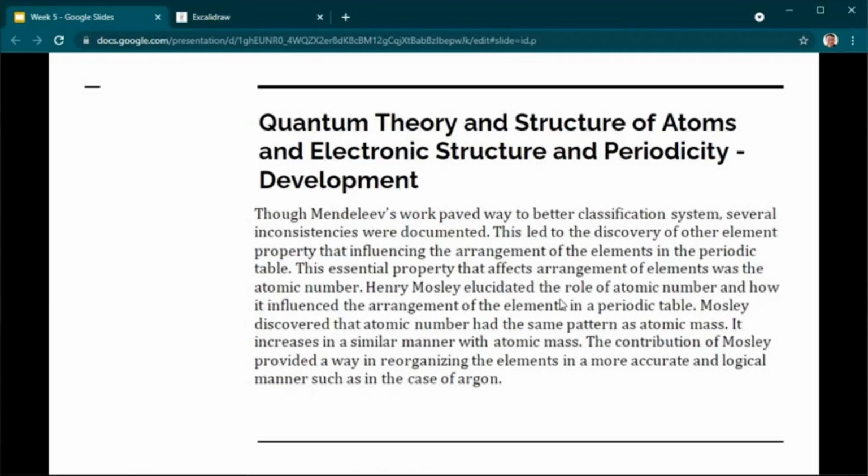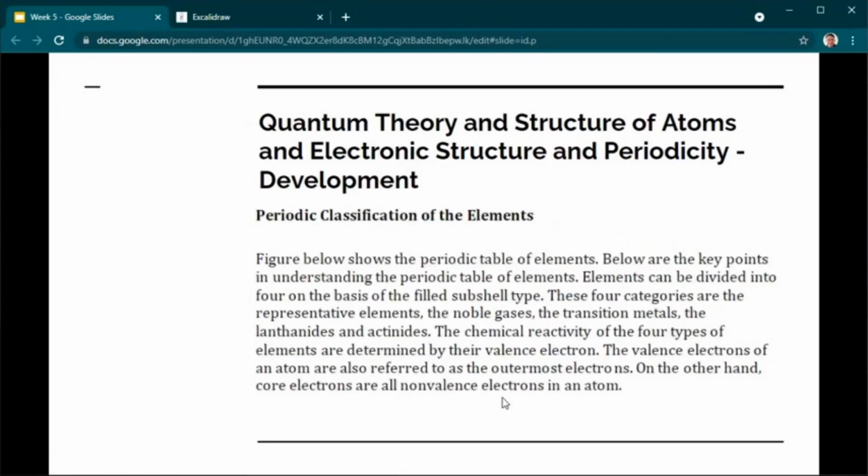Henry Moseley elucidated the role of atomic number and how it influenced the arrangement of the elements in a periodic table. Moseley discovered that the atomic number had the same pattern as atomic mass. It increases in a similar manner with atomic mass. The contribution of Moseley provided a way of reorganizing the elements in a more accurate and logical manner, such as in the case of argon. The figure below shows the periodic table of elements.